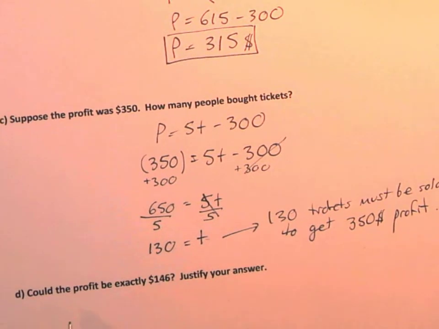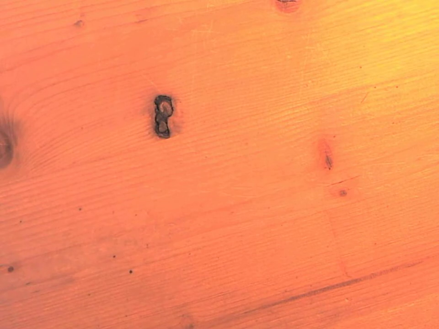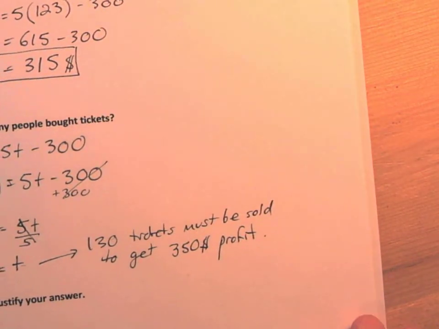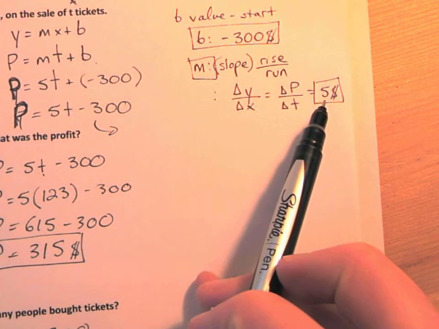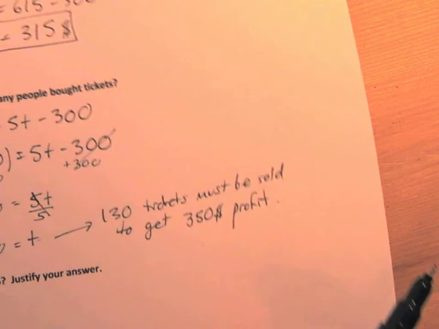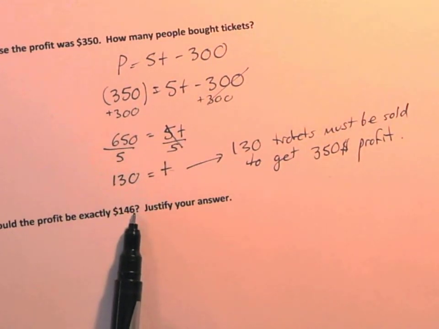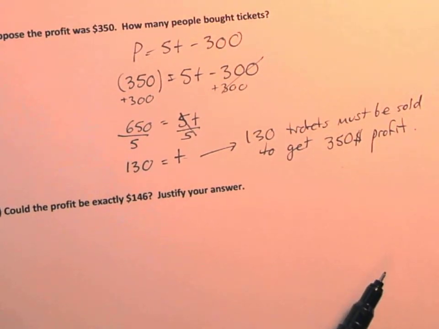All right, last one. Could the profit be exactly $146? Justify your answer. Okay. So when I look at this right off the bat, I know that we're starting at negative 300 and we're going up by 5s. So I know that my profit cannot be 146, because 146 ends in a 6. And if you're going up by 5s, you can never end in a 6. You can only end in a 0 or a 5. So that would be my quick proof.